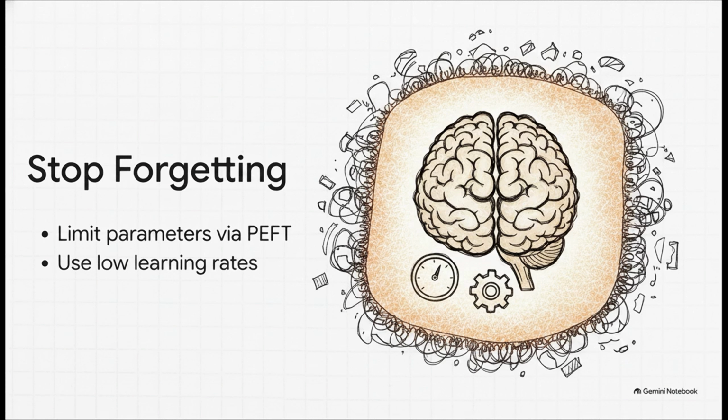To prevent this catastrophic forgetting, engineers have to rely on some pretty strict technical safeguards. They limit the trainable parameters using techniques like LoRA. They use extremely low learning rates, we're talking in the range of 10 to the negative 5th power here, and they have to ensure that their custom dataset, even though it's specialized, still remains highly diverse.